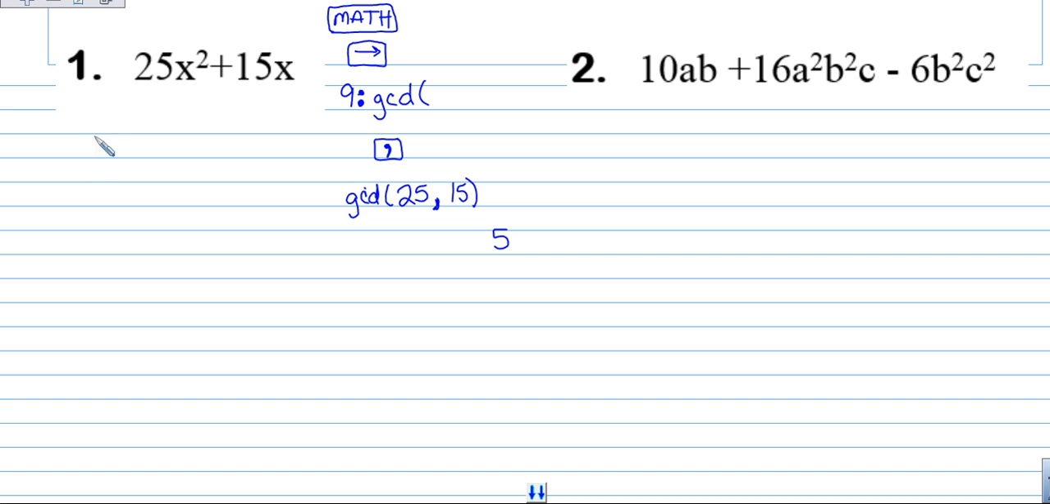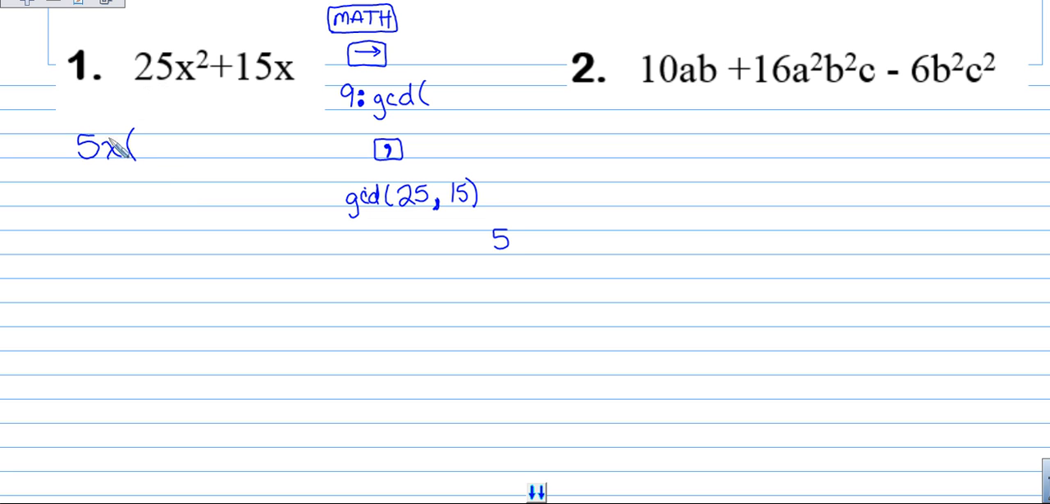So we'll take that 5 and we'll pull it out to the side, and then we'll look to see if they have any of the same letters. If you look at this particular one, you'll see that this has an X and this one has an X. So you'll write an X down, and then you'll look at the exponent and find the smallest exponent that you can find. And this one right here doesn't have an exponent, which is an understood 1, so that's what we'll take here.